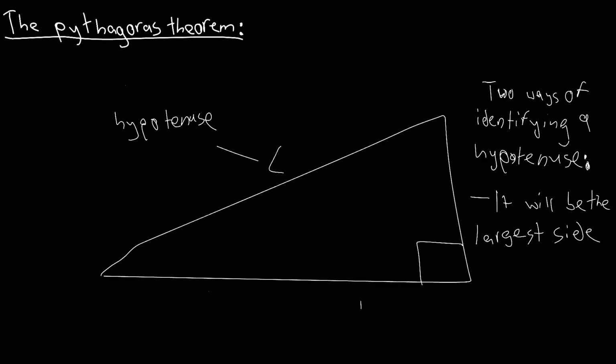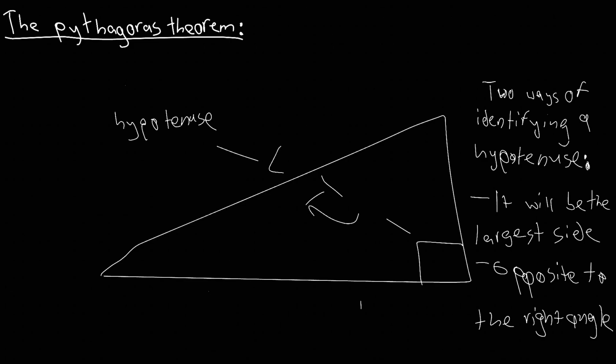Now, what if we don't have the number of each side? What if I just have the hypotenuse as C or as a letter? You can also identify the hypotenuse by seeing it opposite to the right angle. So I can see that this hypotenuse over here is opposite to the right angle. The right angle is way over here and the hypotenuse is way over here. So these are my two ways of identifying a hypotenuse, aka my C in the Pythagoras theorem.